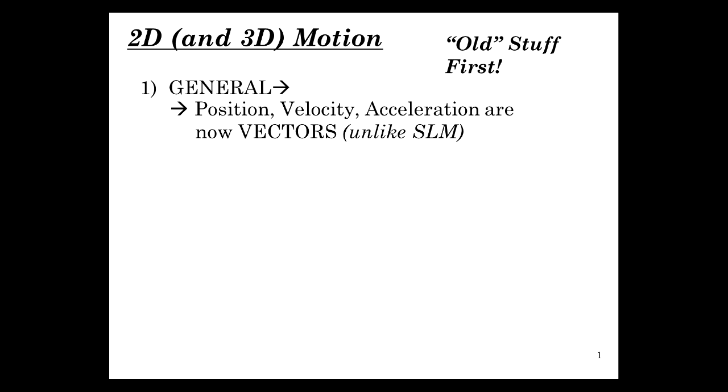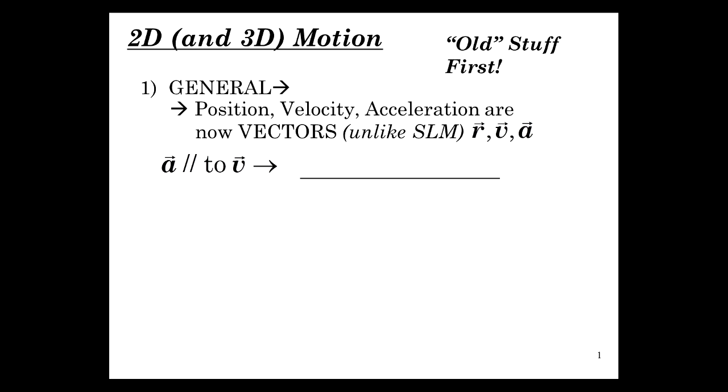All right, a little bit of two-dimensional motion. That should be old hat, and this is generalized to more dimensions than just two. But we have position, velocity, and acceleration now being vectors, unlike with SLM, straight line motion, where it would just be plus or minus values, plus x, minus x, plus y, minus y. Now we have to take into account components. So in general, we have the vector r for position. That could be multiple dimensions, velocity and acceleration.